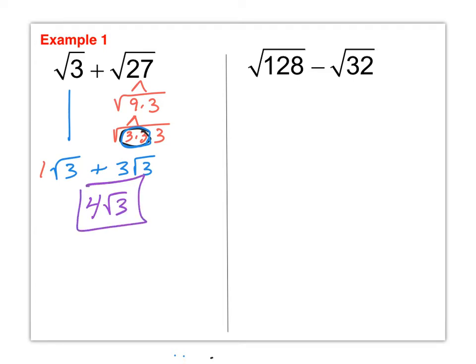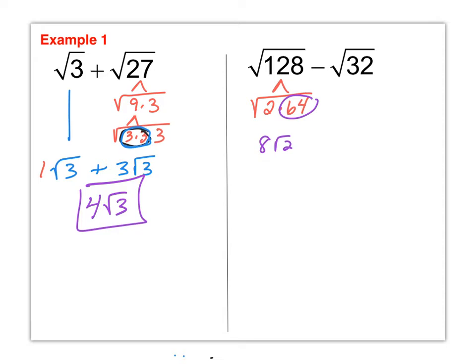Let's look at the example on the right. The square root of 128 minus the square root of 32. Now 128 can be simplified by building a factor tree. The square root of 128 is the same thing as 2 times 64. Now 64 is a perfect square, so we can simplify this as 8 square root of 2. Otherwise, you can continue doing the factor tree to simplify the radical expression, the square root of 128, which is equivalent to 8 square root of 2.